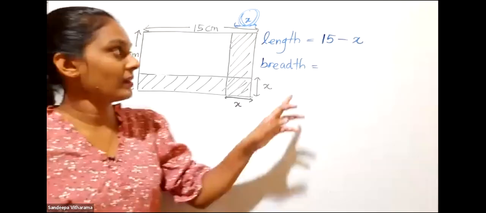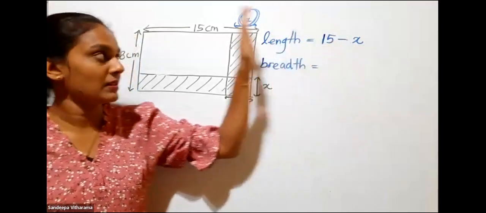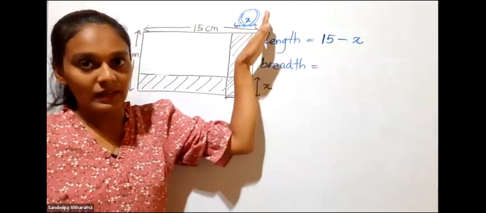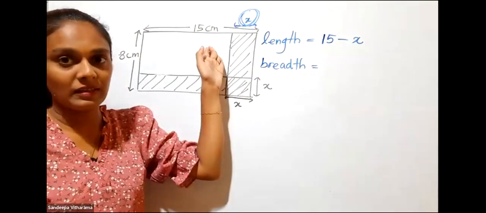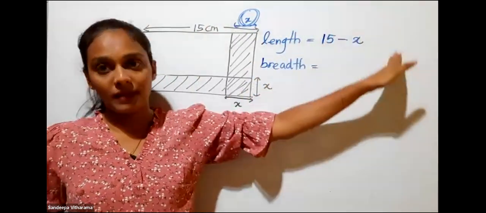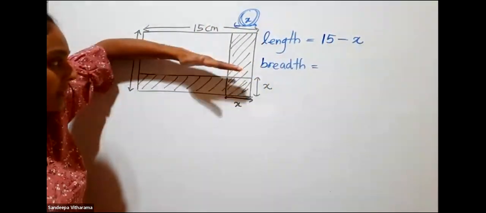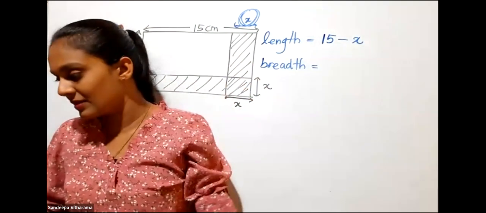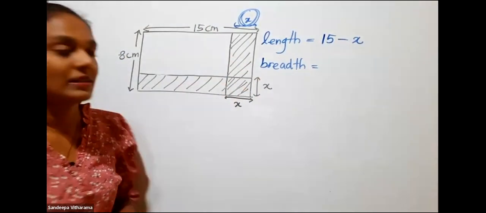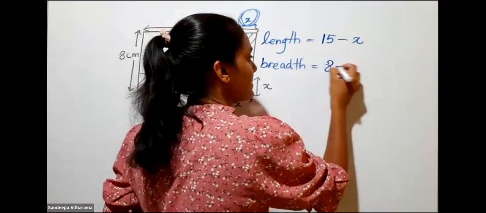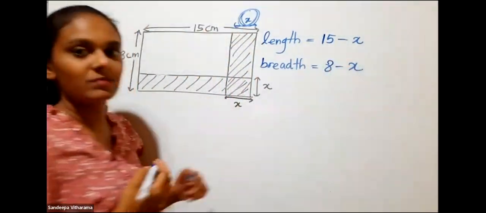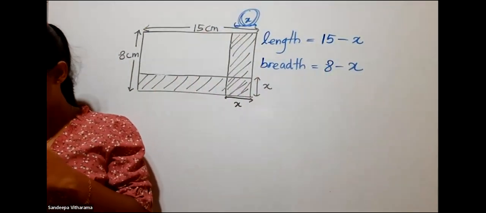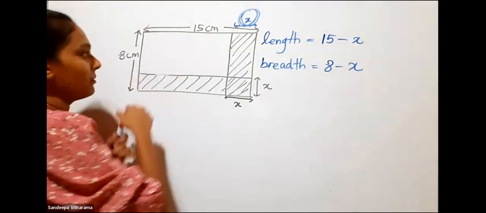If we subtract x, that means if we remove x length from the 15, then it is 15 subtract x. If I remove x length from 8, then what is the answer for the new length? Yes, it should be 8 subtract x. Now we have to find the area of the new or the remaining portion.